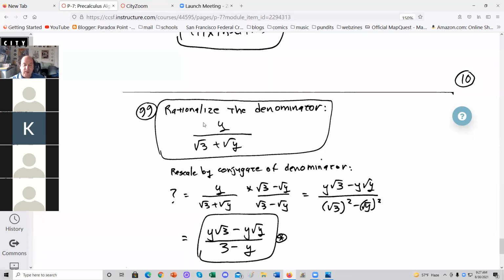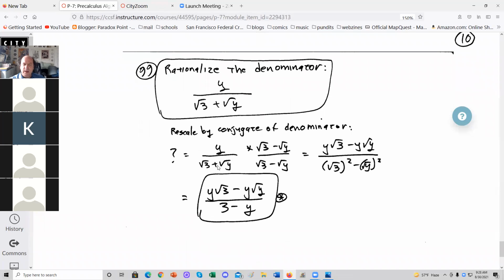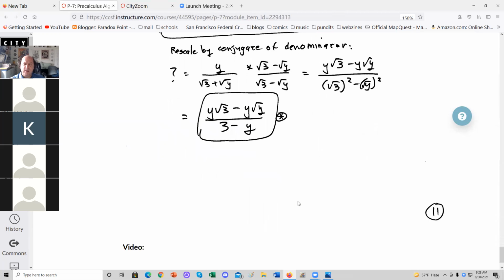So starting with this, y over root 3 plus root y, we rescale by the conjugate of the denominator. Multiply above and below by the difference of these roots. When you do that, in the numerator you get y root 3 minus y root y. In the denominator, sum times difference is a difference of squares. And root 3 squared is 3, root y squared is y. So end result is y root 3 minus y root y over 3 minus y.